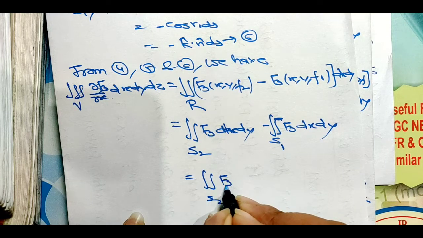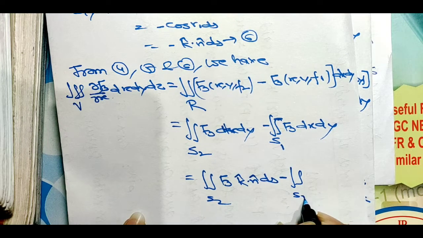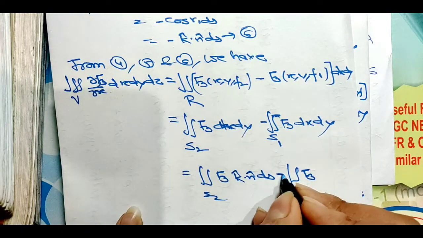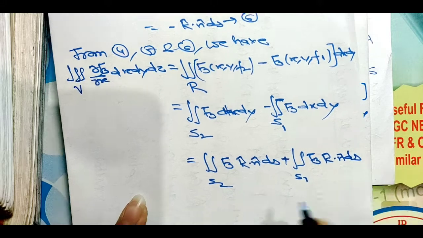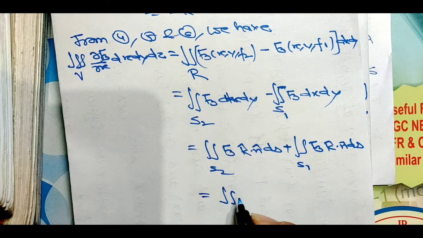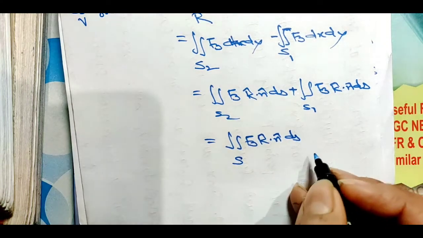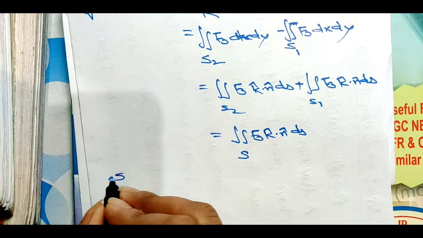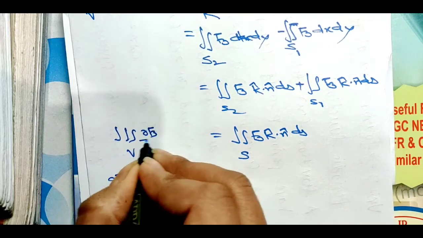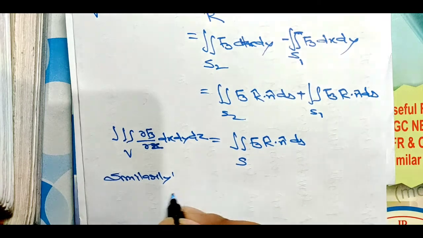Now for S2, f3 dx dy, from equation 4 we can write k cap dot n cap dS. For S1, f3 dx dy, from equation 6 we can write minus k cap dot n cap dS. This minus minus becomes plus k cap dot n cap dS. Now if we integrate one surface in two parts, after combining it becomes one surface. This will be written as f3 k cap dot n cap dS. Similarly we can find the volume integral of del f3 by del z dx dy dz, which gives this equation.